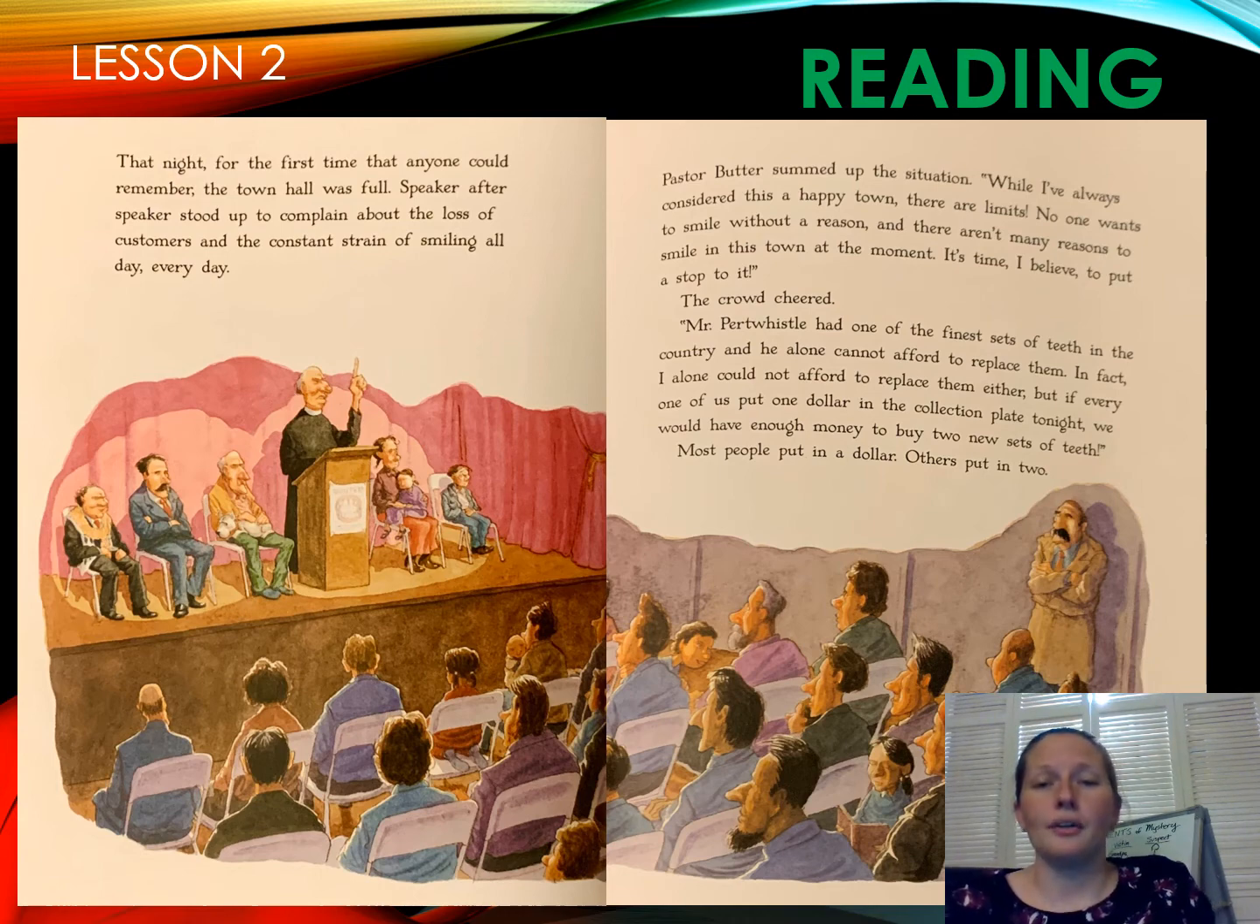The crowd cheered. Mr. Pertwhistle had one of the finest sets of teeth in the country, and he alone cannot afford to replace them. In fact, I alone cannot afford to replace them either. But if every one of us put $1 in the collection plate tonight, we would have enough money to buy 2 new sets of teeth. Most people put in $1. Others put in 2.